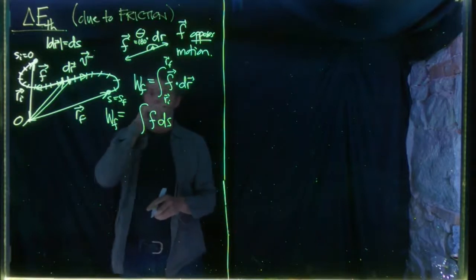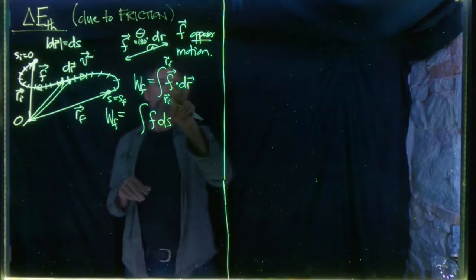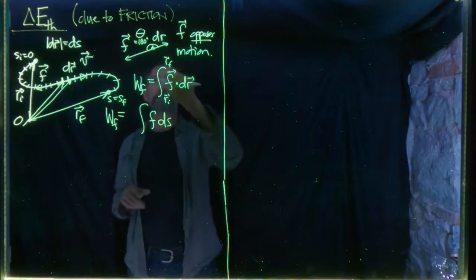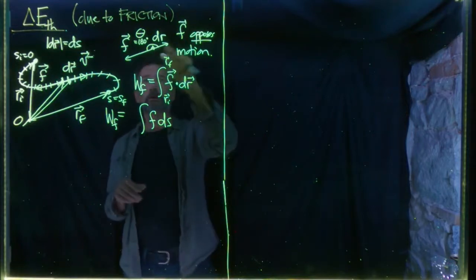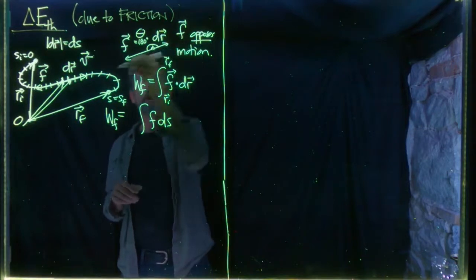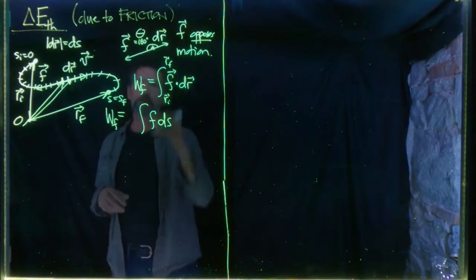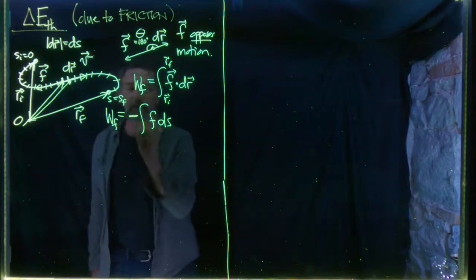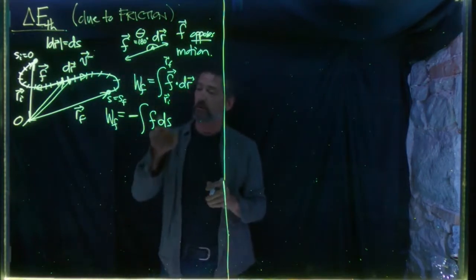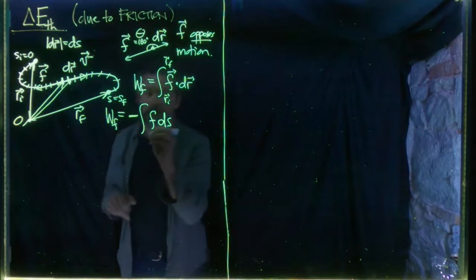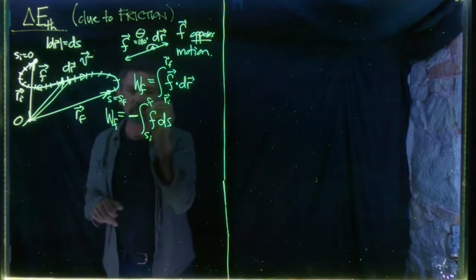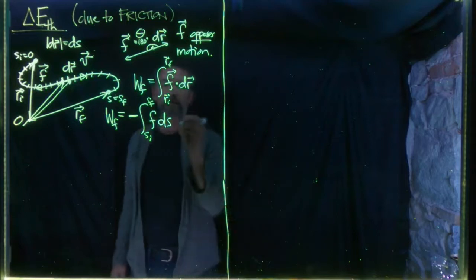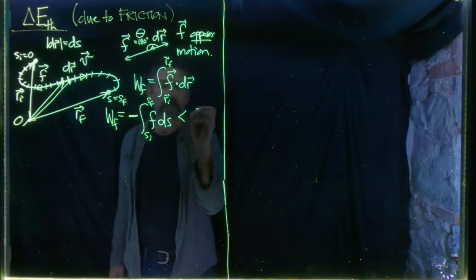And then here's the crucial thing. The vector dot product includes cosine of the angle theta. And so it's the angle between dr and F, which is 180 degrees, cos of 180 is minus 1. And so there's a minus sign here. Okay, that's important. This is positive, this is positive, and we're going to integrate from s initial to s final. So this whole thing is positive, but there's a minus sign in front of it, and so this is negative.